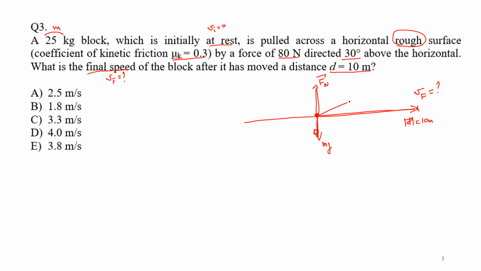And I will have this force here, which is pulling my object, and it has a magnitude of 80 Newton. And this angle here is what? Theta of 30 degrees. And of course, I will have the kinetic friction opposing the motion. Did I forget a force? No. So you check carefully. Of course, here V initial is 0, V final, I don't know.